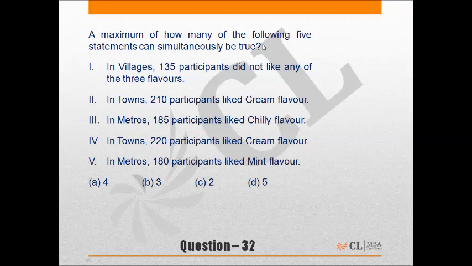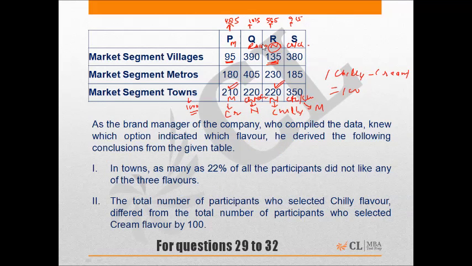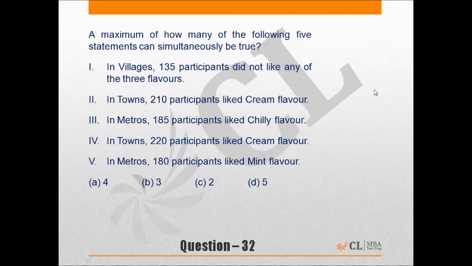Come to the next statement. In towns, 210 participants liked cream flavor. As we know that if R stands for none, then P has to stand for mint, which means the given statement is not true because only in towns 210 people liked mint. So in case the first statement is true, the second statement is not true.